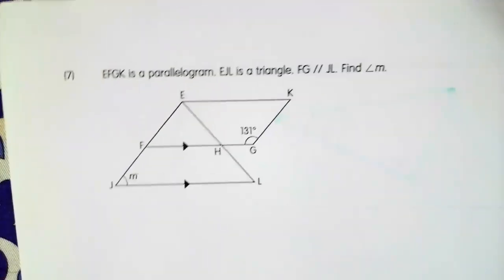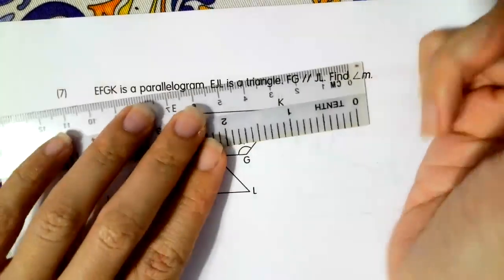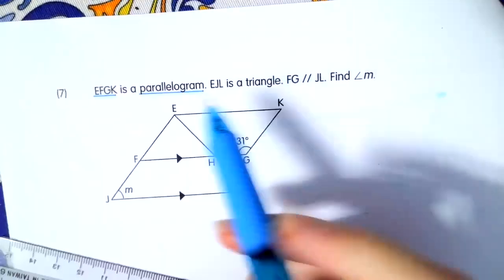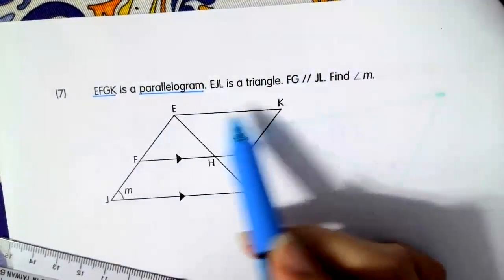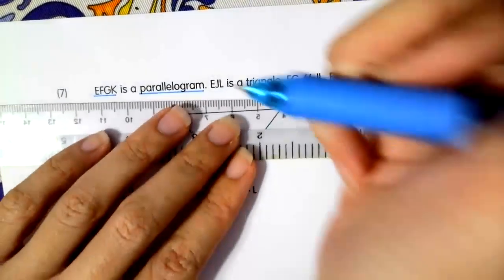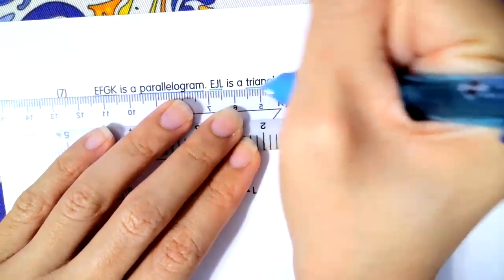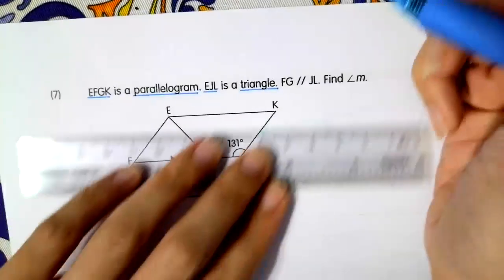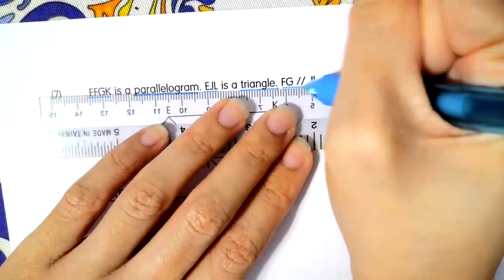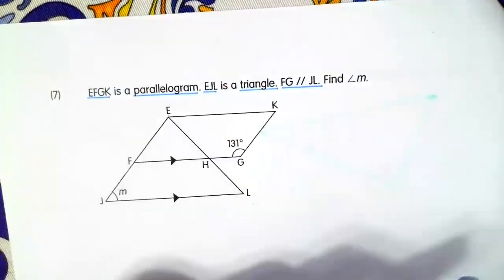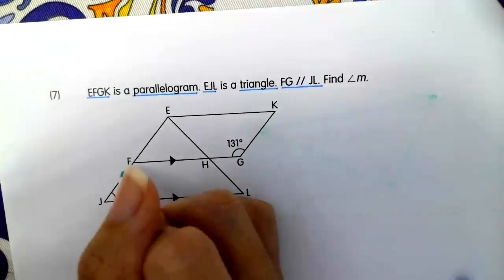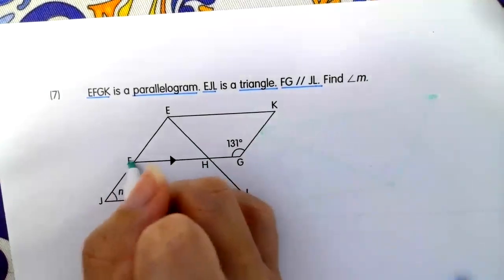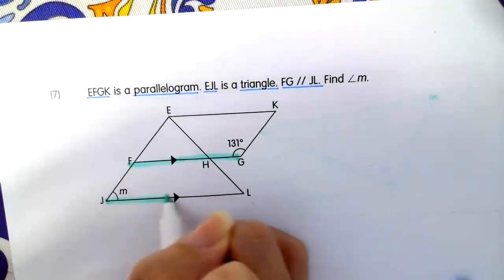Okay, for question 7. Question 7, EFGK is a parallelogram. EFGK, this is a parallelogram. And then EJL is a triangle. And we know that FG is parallel to JL.